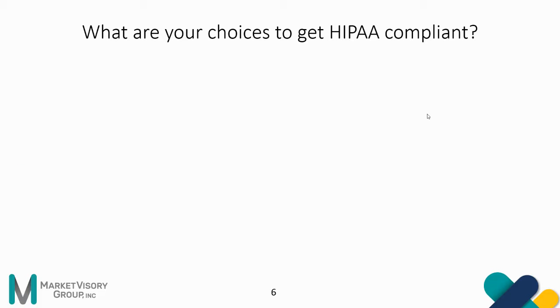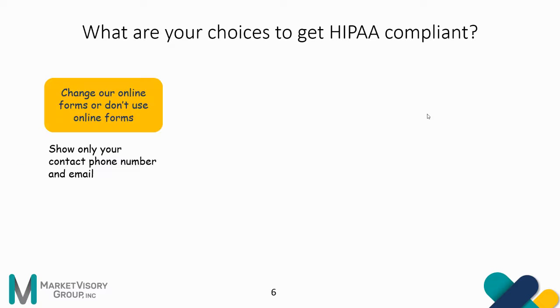So what are your choices to get HIPAA compliant? Well, one option is to change those forms online or don't use them at all. One way that you could change the form, the easiest way, is to get rid of that box that says, how can we help? Please leave us a message. Or you could get rid of the form completely and just put in your contact information, put in your phone number, put in your office email, and ask people to call you or email you.